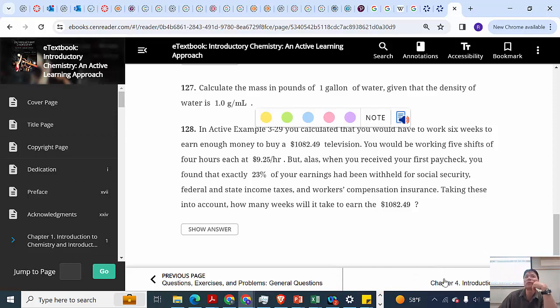Can somebody write how they solve this one on the board? You want to do it? I want to see how you set it up, especially with the tax. Yeah, go for it if you don't mind. There are some black pens there.